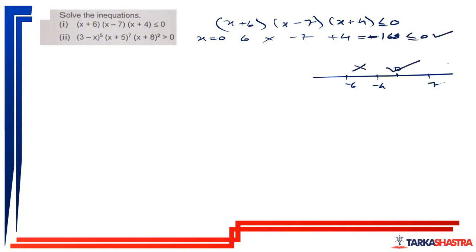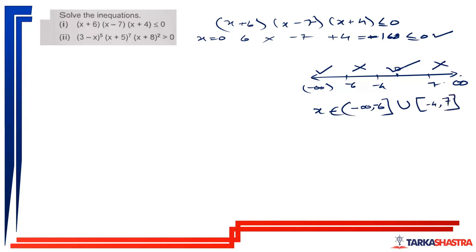So this range will not work, this range will not work, and this range will work. In total, there are 4 ranges here: minus infinity to −6, −6 to −4, −4 to 7, and 7 to infinity. So now x belongs to what? x belongs to (−∞, −6]. Here we will have a closed bracket, here we will have a round bracket. Union [−4, 7]. Why have we taken the round bracket? Because we have an equal to sign over here.